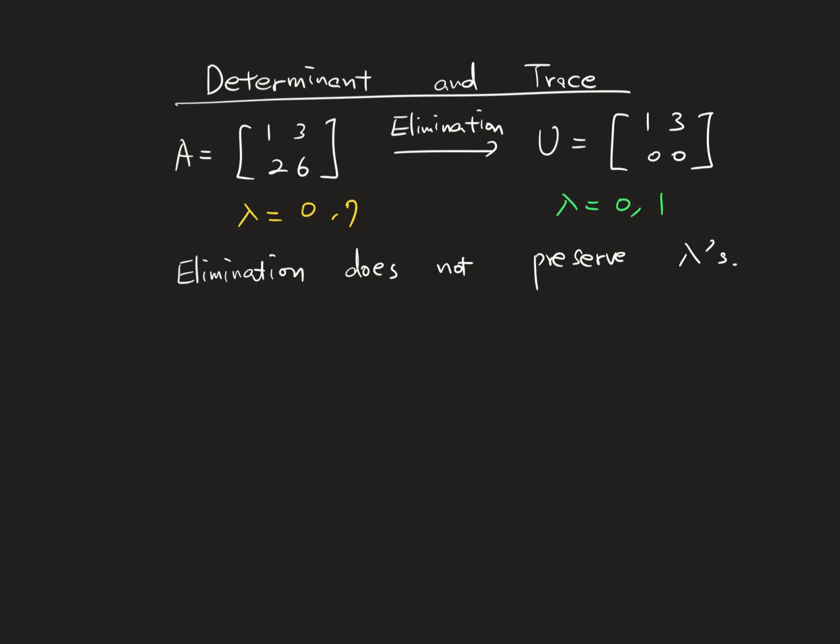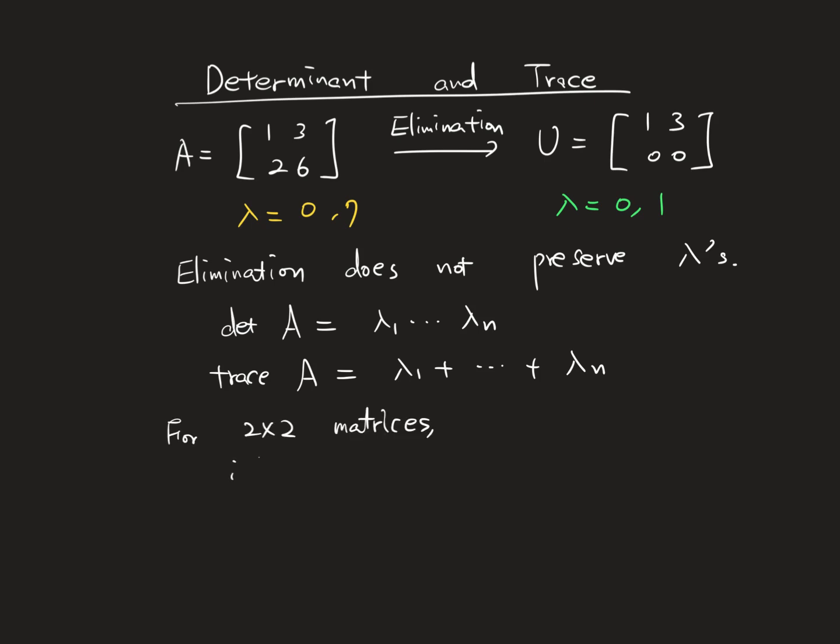But we need to know that the determinant of A will be the product of the eigenvalues, and the trace of A, which is the sum of the diagonal entries, will be the sum of the eigenvalues. For a 2 by 2 matrix, for example, if the trace is equal to 3 and the determinant is equal to 2, then we can immediately see that lambda is equal to 1 and 2.